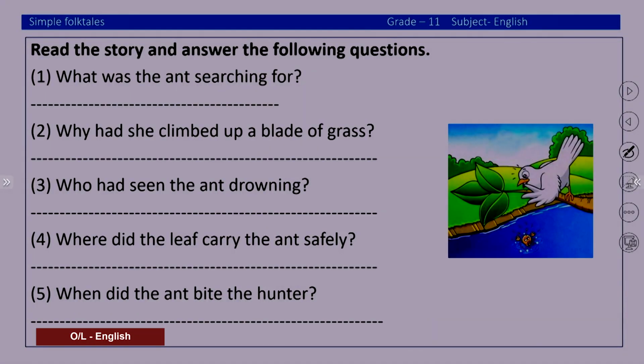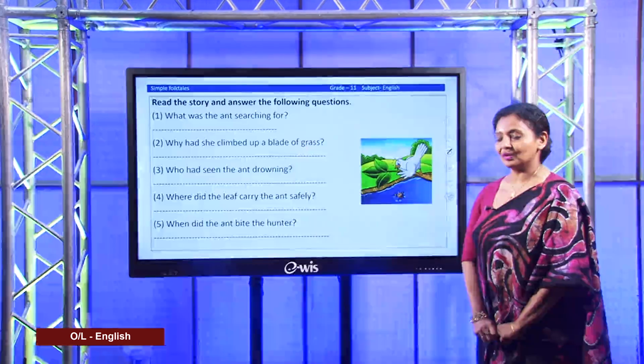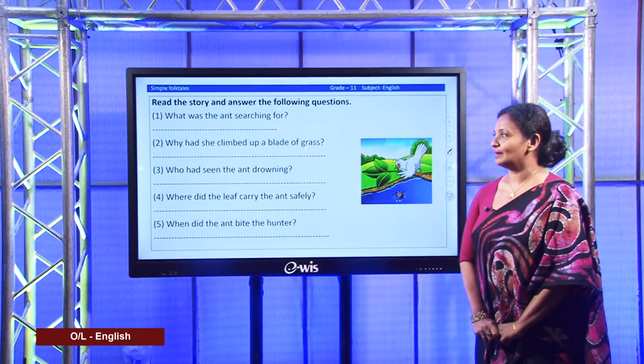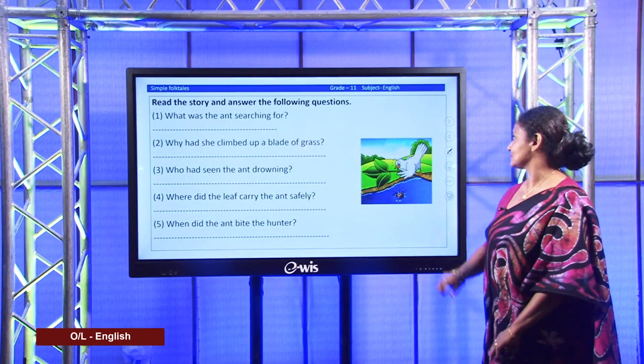First one, what was the ant searching for? Second one, why had she climbed up a blade of grass? Third one, who had seen the ant drowning? Fourth one, where did the leaf carry the ant safely? Fifth one, when did the ant bite the hunter? Okay, let's look at the story again and answer the questions.